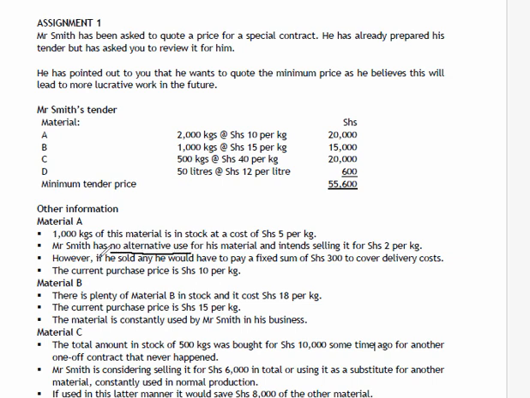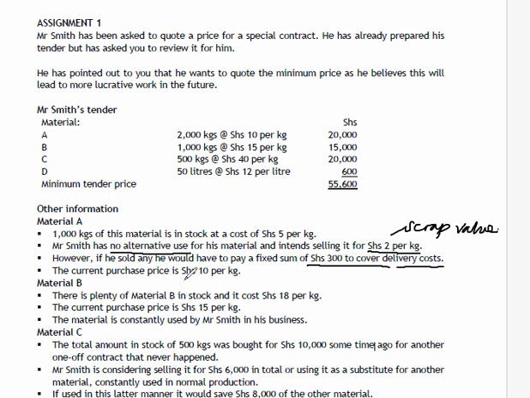No alternative use. But they can be sold at shillings 2 per kilogram. So this is their scrap value. However, if he sold any, he would have to pay a fixed sum of shillings 300 to cover the delivery costs. The current purchase price is shillings 10 per kilogram.